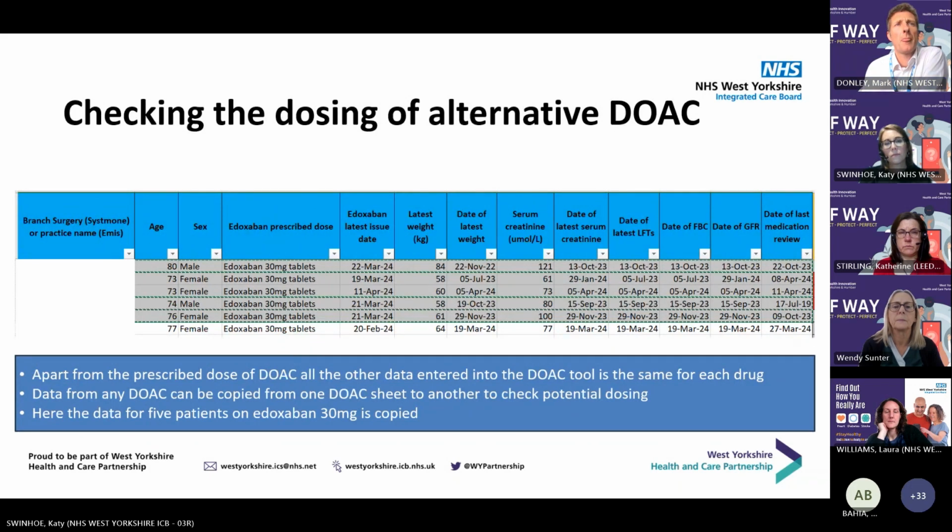So this here is showing you all the different columns of data that are pulled in for each drug. This example is showing you edoxaban and the columns of data that are coming in there. I just blanked out the surgery names there. So for each DOAC, the data is all the same. The columns of data are all the same, with the exception of this fourth column, which is the drug prescribed dose. So in this case, it's edoxaban, but it would be apixaban for apixaban, rivaroxaban for rivaroxaban.